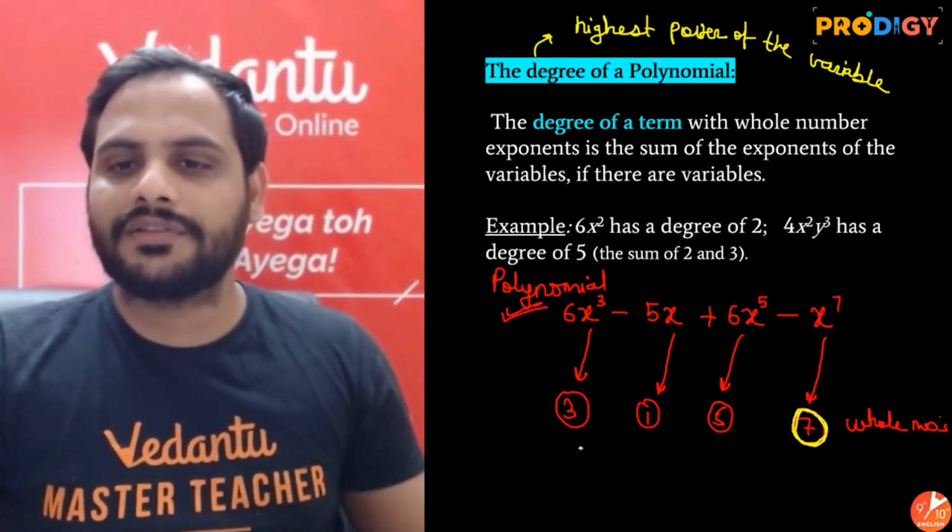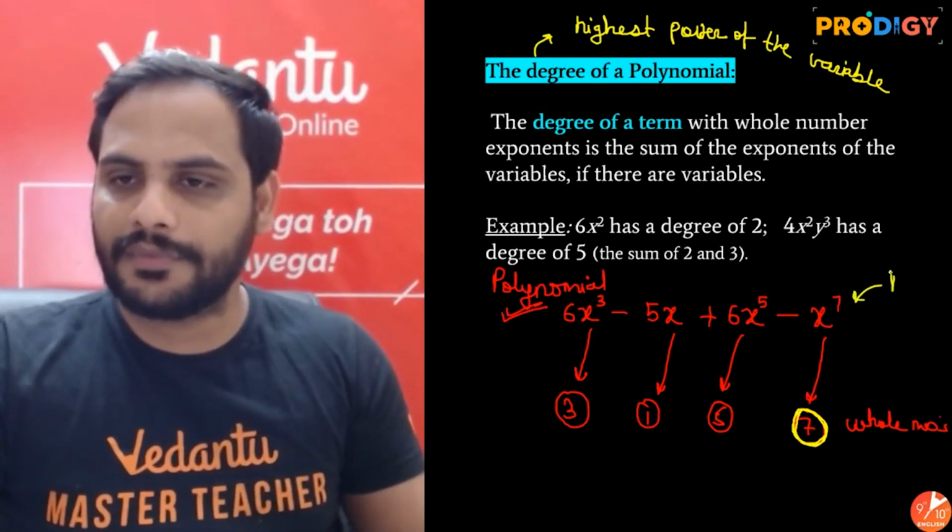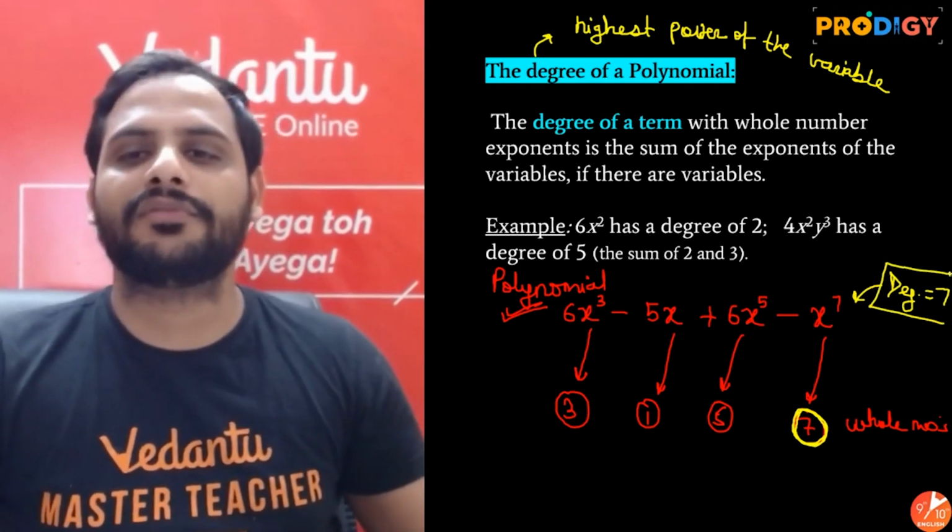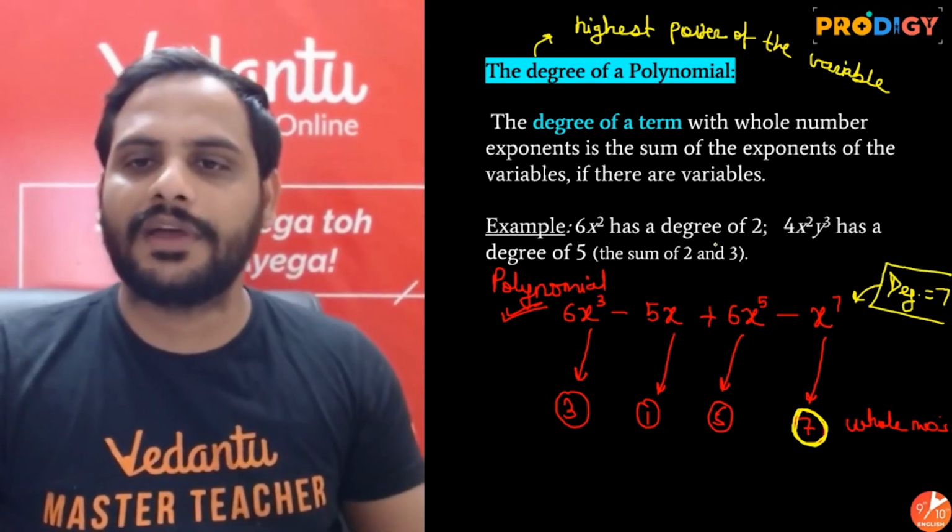Highest power is 7. So we will say the degree of this polynomial is 7. What is the degree of this polynomial, beta? Degree 7. So 6x square has degree 2.